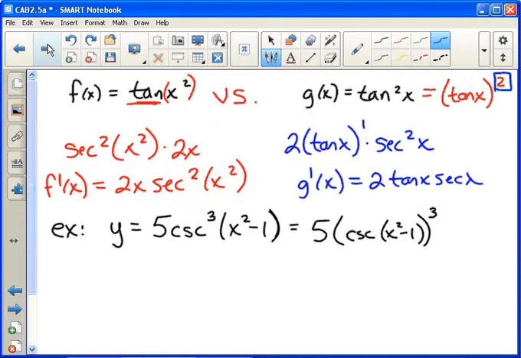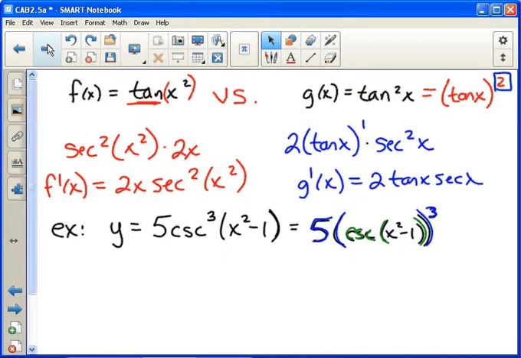Now if you look closely at this function, they're actually not just an outside and inside piece, but an outside piece, a middle piece, and an inside piece. So there are 3 pieces. So I'm going to try to color code this so you can see what I'm talking about. We have the 5x cubed. We have the cosecant of x squared minus 1. And then we have x squared minus 1. So there's 3 layers here. So we actually kind of have to do a double chain rule.